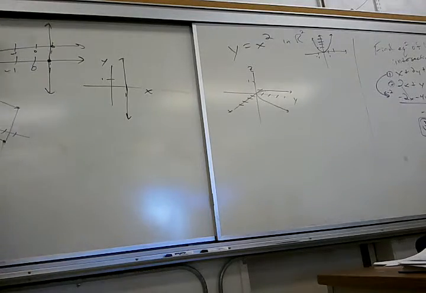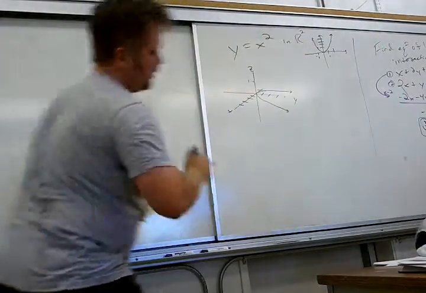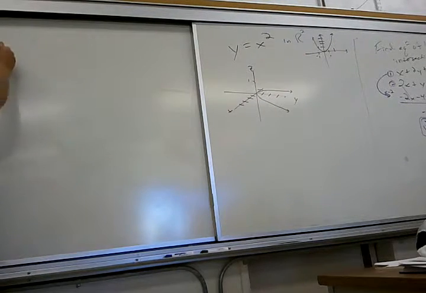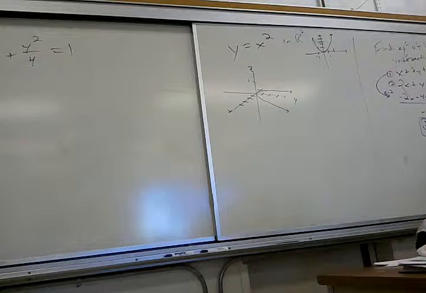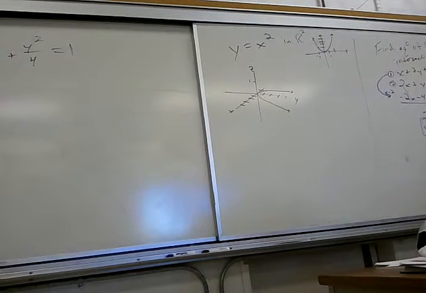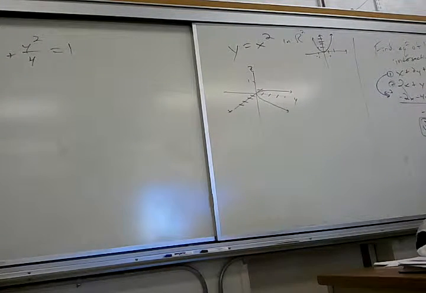So if I had something like this, x squared. If I had something like that, so all your parabolas, your conic sections. Remember those? Circles, ellipses, hyperbolas, parabolas. They're all coming back to haunt you now.